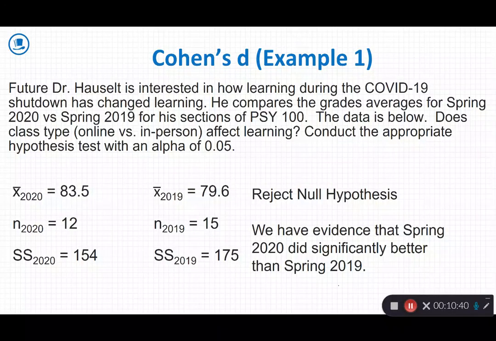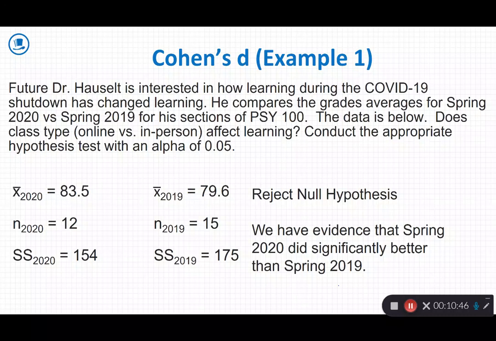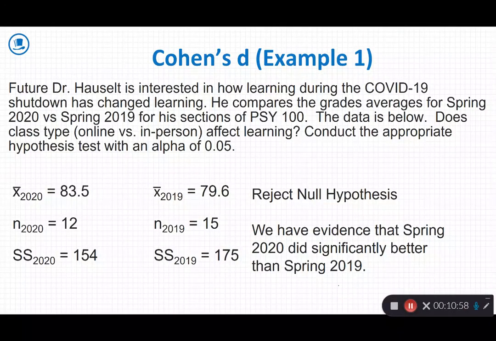When we did that hypothesis test, we rejected the null hypothesis. So this would be a situation in which I would be interested in Cohen's d. I see an absolute effect size of 3.9 points. That doesn't look very impressive, 3.9 points, but it's statistically significant.